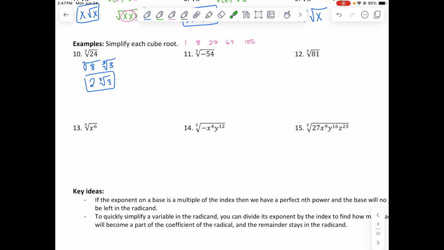Don't forget that we should make sure that we have this index written here. And if we want to check this, we could cube the coefficient and get 8 and put it back inside. So we would have the cube root of 24.